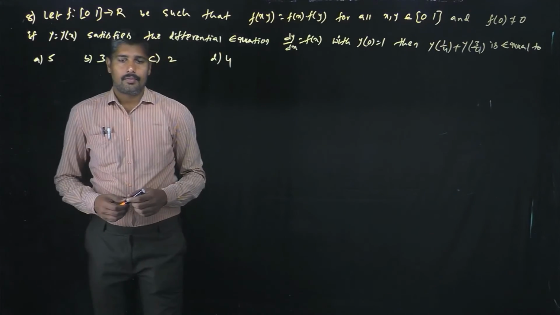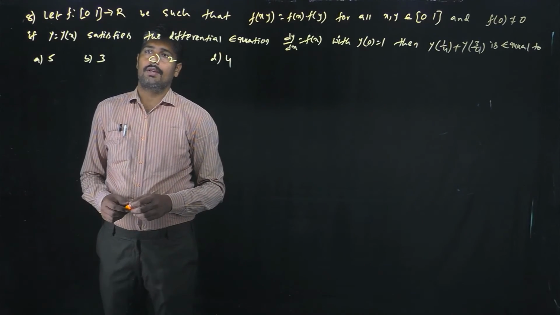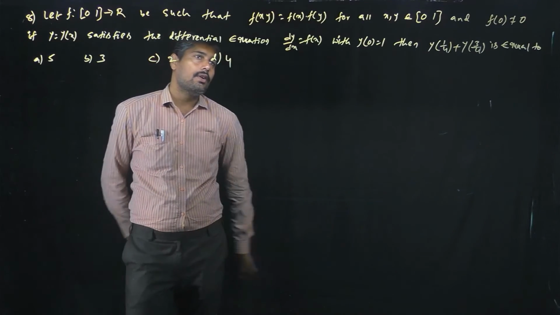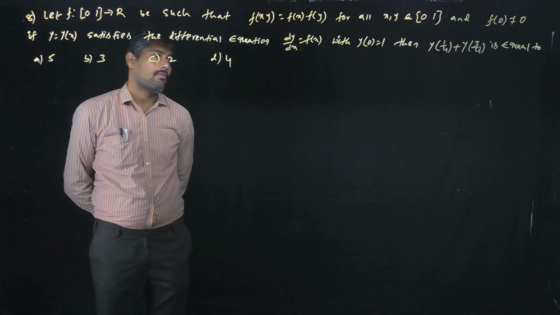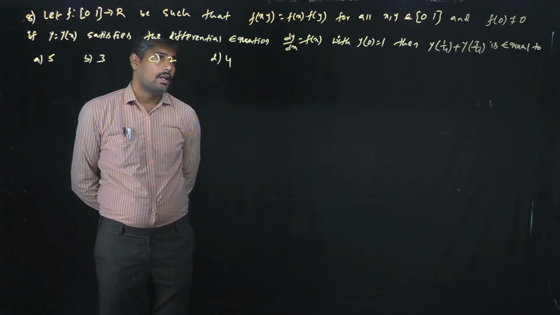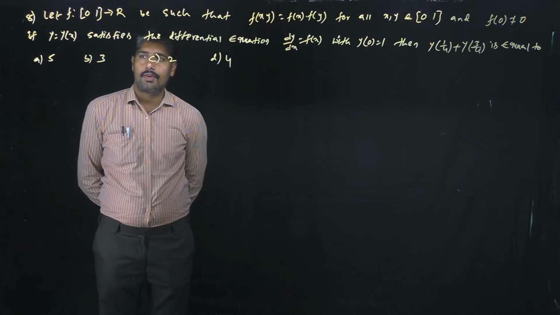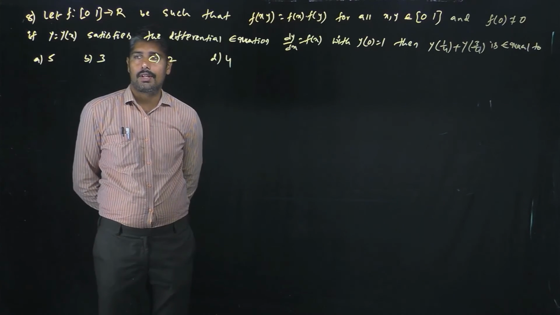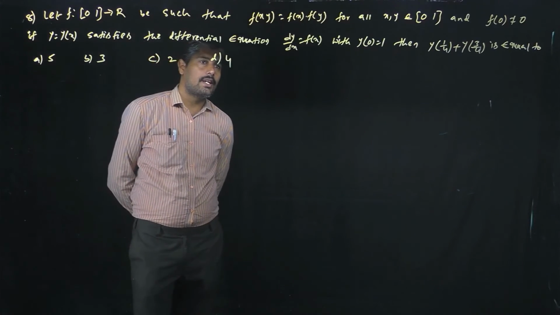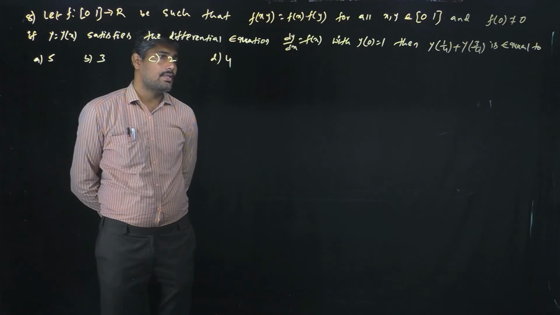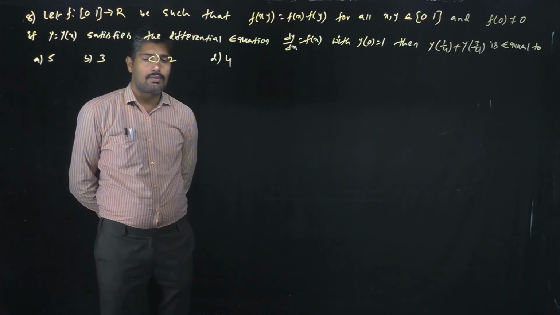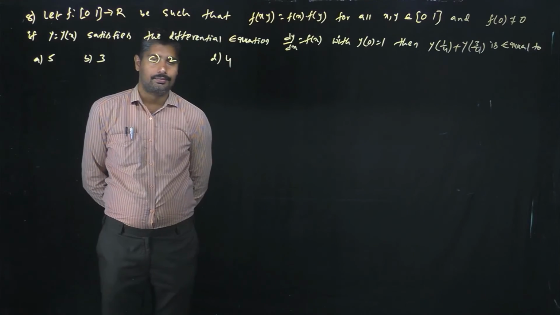Next one: let f map [0,1] to R be such that f(xy) = f(x) f(y) for all x, y belonging to [0,1], and f(0) is not equal to 0. Then y = f(x), y(x) satisfies the differential equation dy/dx = f(x) with y(0) = 1. Then find the value of y(1/4) + y(3/4).